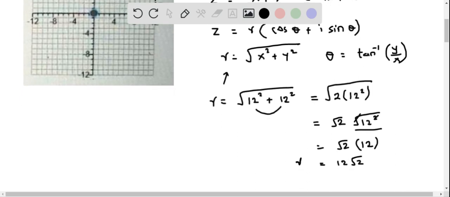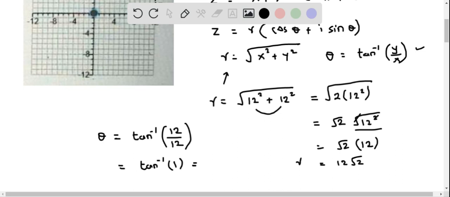Now let's determine theta using this formula. So let's substitute y and x into this formula so that we get theta equals tan inverse of y by x. y is 12 as well as x is also 12. And so this gives tan inverse of 12 by 12 is 1, and tan inverse of 1 is 45 degrees.